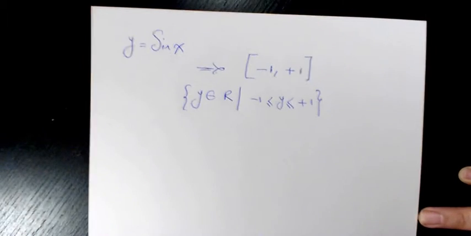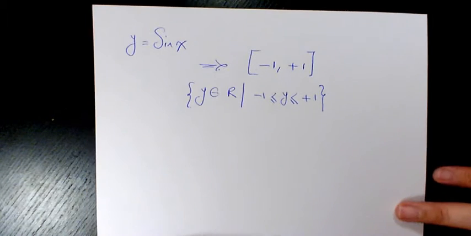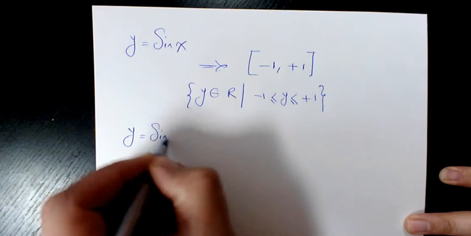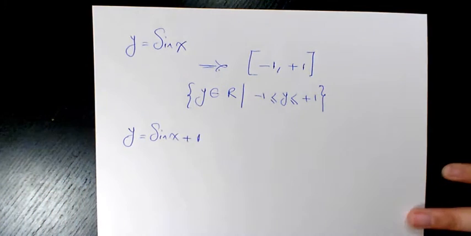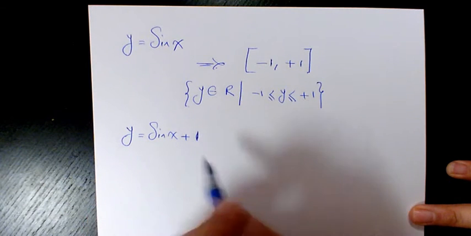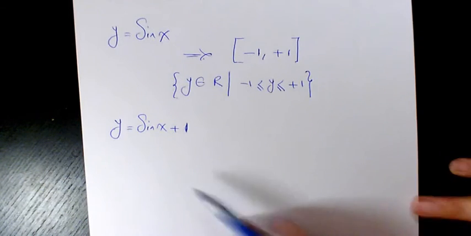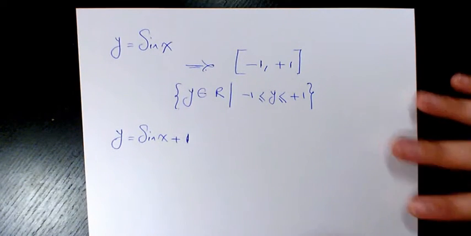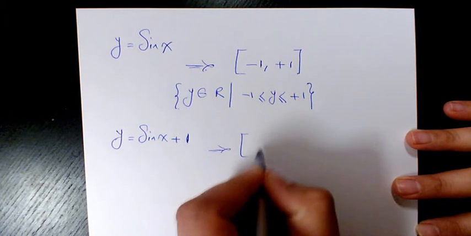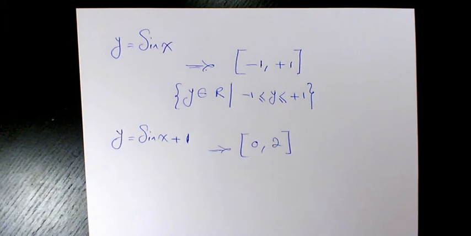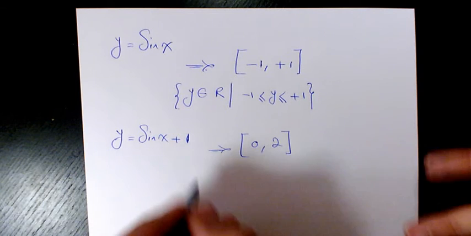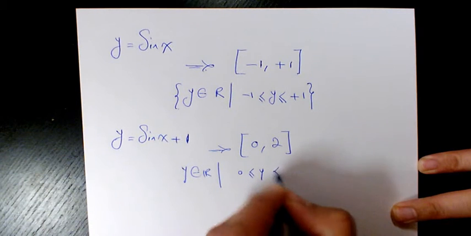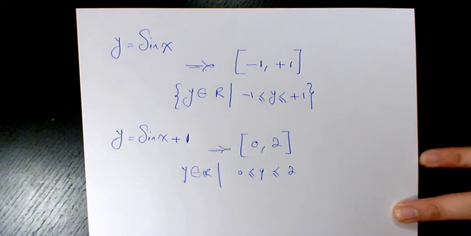Now if you want to, for example, find the minimum and maximum values for sin x + 1, in this case we have a vertical shift by 1 unit up, so we have a transformation. Everything is going to shift up by 1 unit. So the minimum is going to be 0 and the maximum is going to be 2 in this case. And we can say the range is y ∈ ℝ, such that y is between 0 and 2.